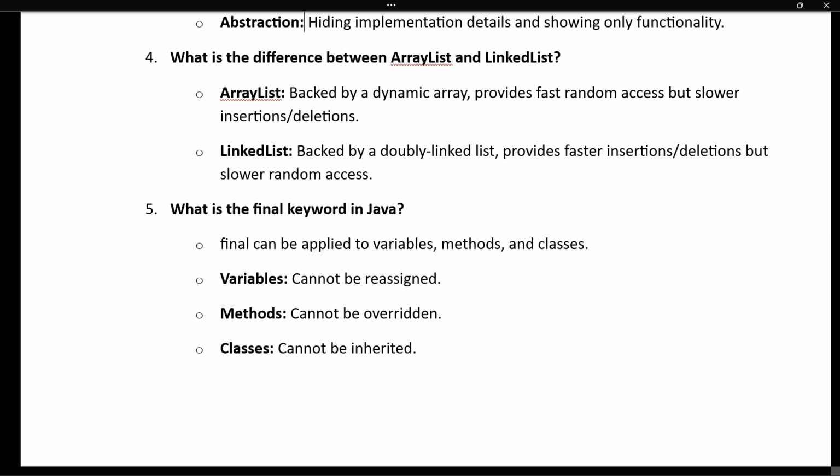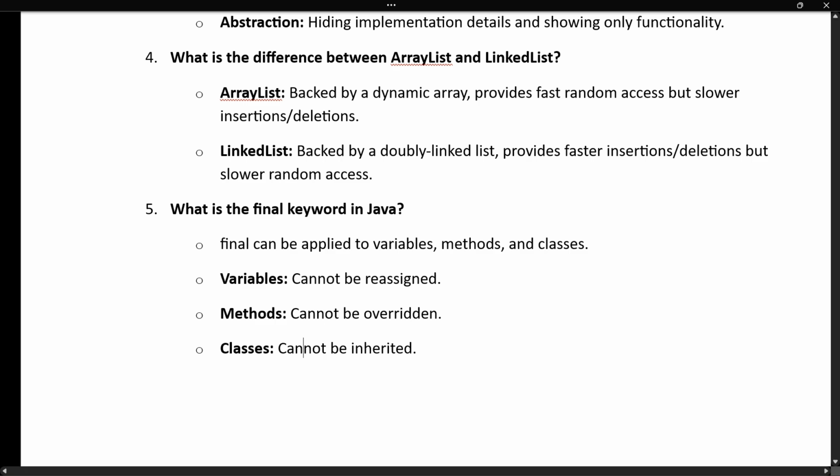Now the next question is what is the final keyword in Java? Final can be applied to a variable, method and class. If you apply it to a variable, it cannot be reassigned. If you apply it to a method, it cannot be overridden. If you apply it to a class, it cannot be inherited.